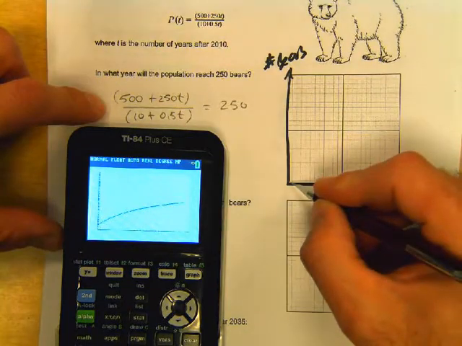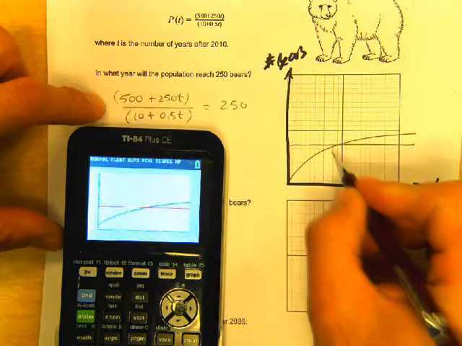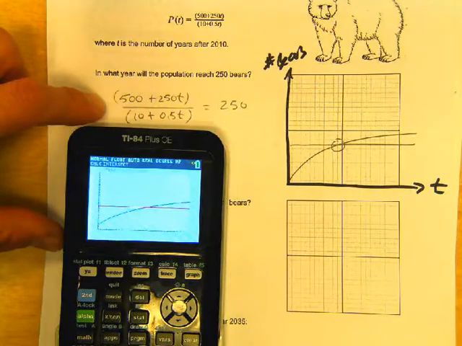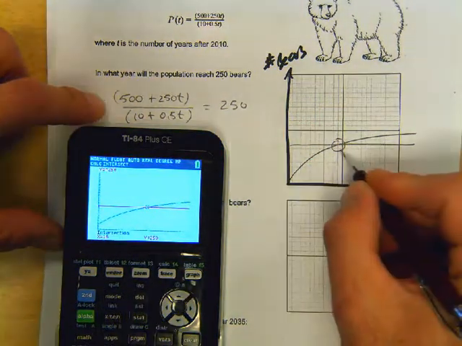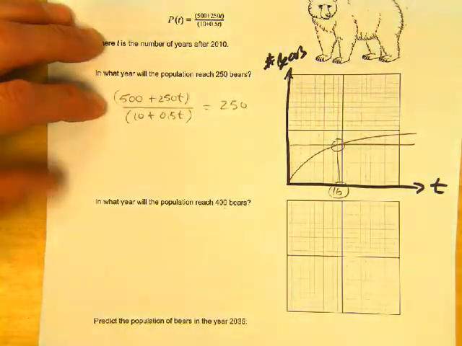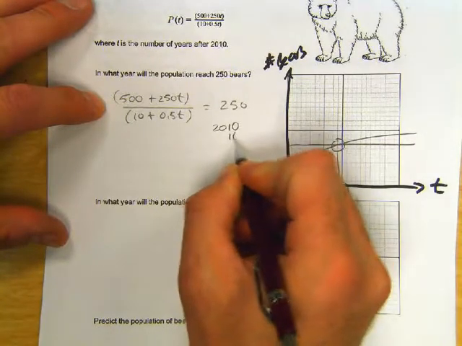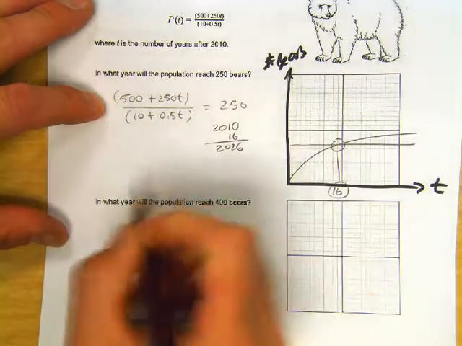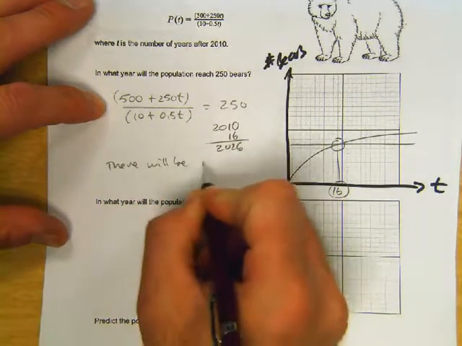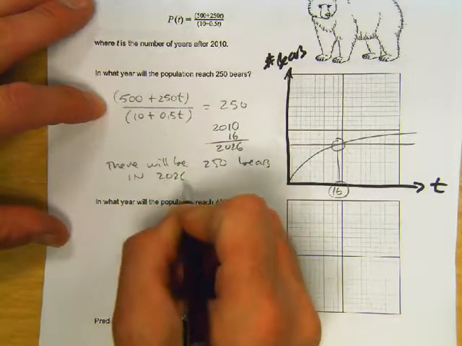So there is that, and I need to find the intersections. Second, calculate, intersect, enter, enter, enter. And I find that that is 16. So 16 years from 2010. So 2010 plus 16 is 2026.